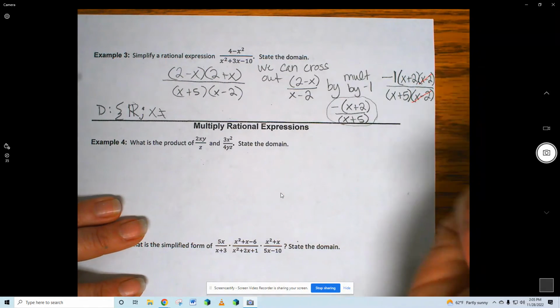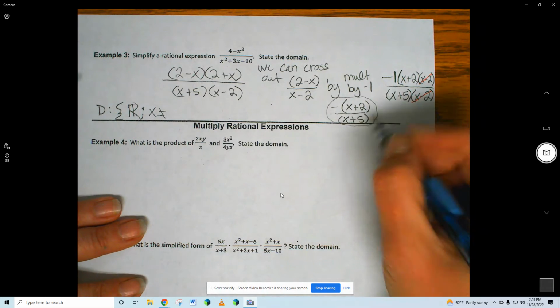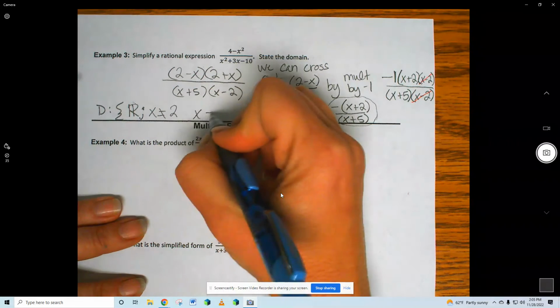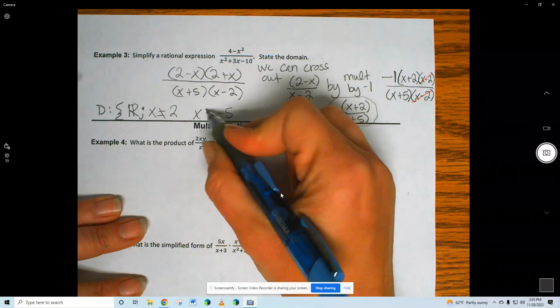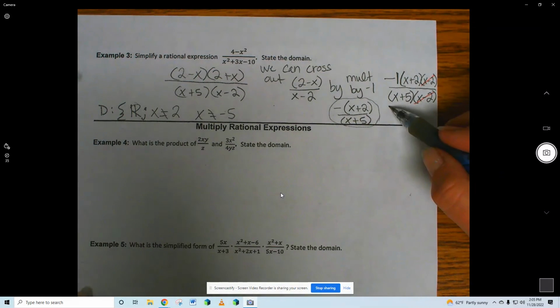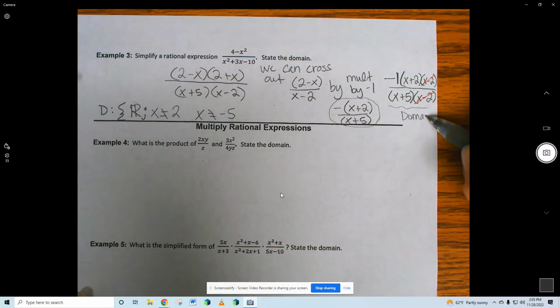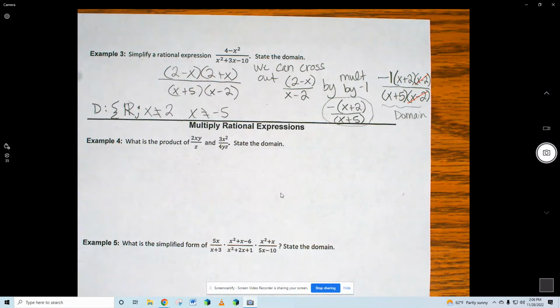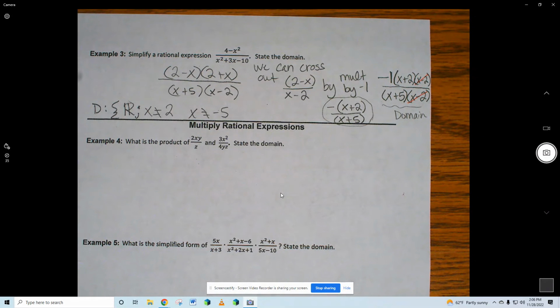X cannot be both things, 2, and x cannot be negative 5. And I'm looking at this to find the domain. Before you simplified, what was in the denominator? Okay. So I had parentheses. I was factoring. The last chunk of problems are going to be me multiplying straight across.